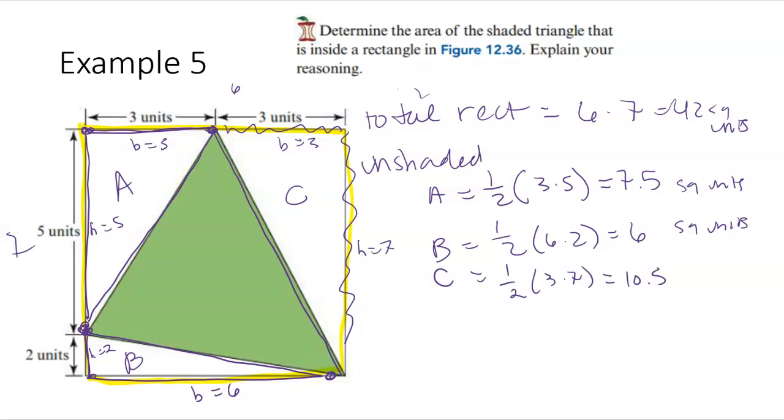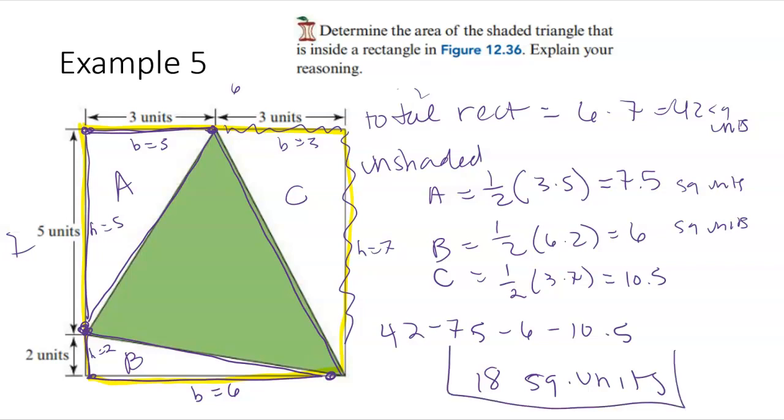So the area of my shaded region is going to be 42 minus 7.5 minus 6 minus 10.5. I'm going to end up with 18, if I can read my handwriting, 18 square units. I'm going to type that in my calculator because I can't read my handwriting. 42 minus 7.5 minus 6 minus 10.5 is 18 square units.